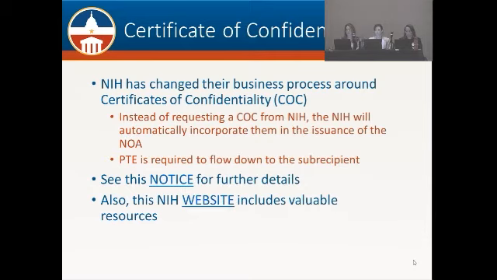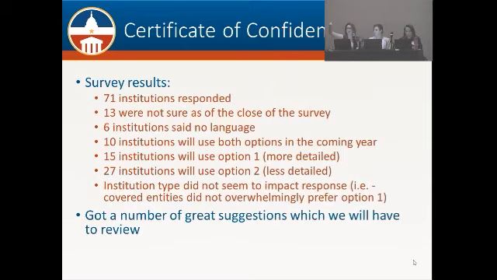So as a result of the survey, unlike the integrity question, which was very clear that we're not going to add language or add burden to our templates, this was completely all over the map. So with the 71 institutions that responded, 13 were not sure what they were going to do at the close of the survey. 6 said, no, don't include any language. In other words, we feel that just flowing down what's in the grants policy statement is good enough for the subrecipient.